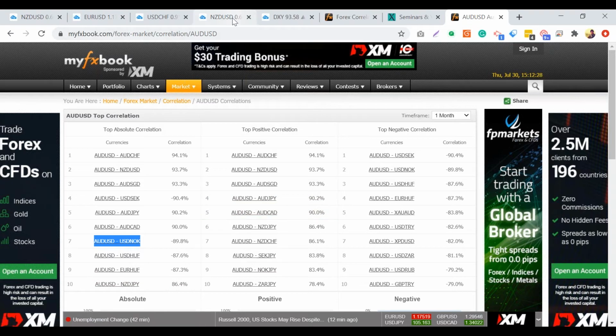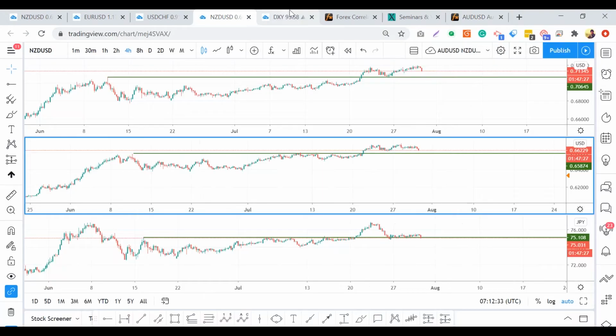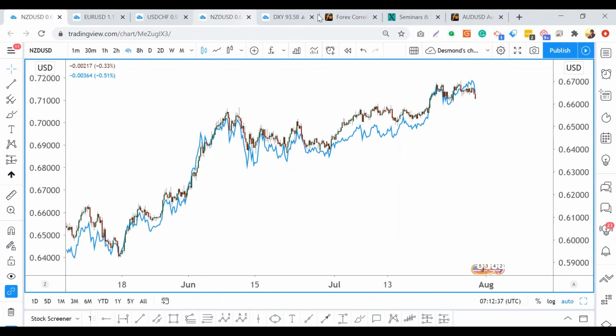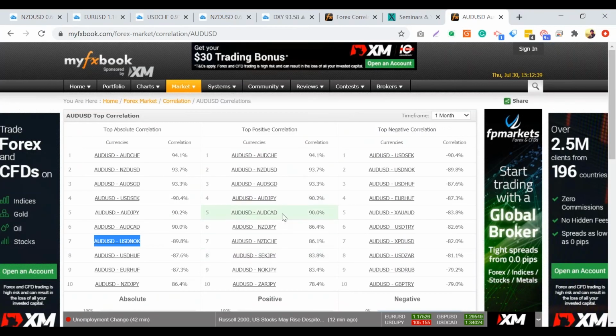So let's just say we see what it means. Let me see if I can find it here. Okay, so over here we notice that Aussie dollar and Kiwi dollar have a 93.7% correlation over the past 1 month, right? Okay, this is question time. Guys, if I'm looking at 1 month, the time frame is 1 month.